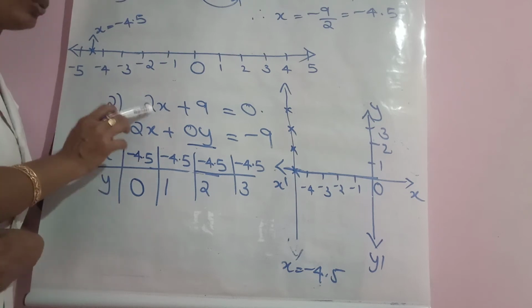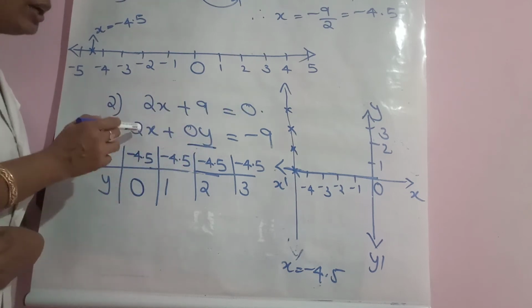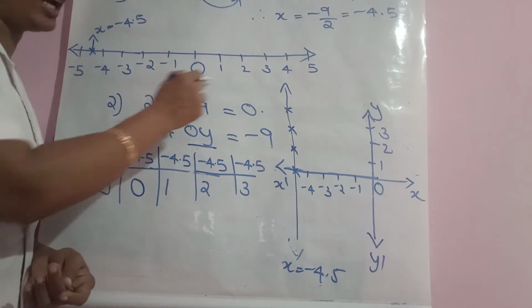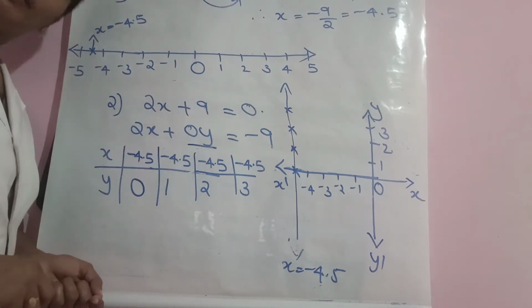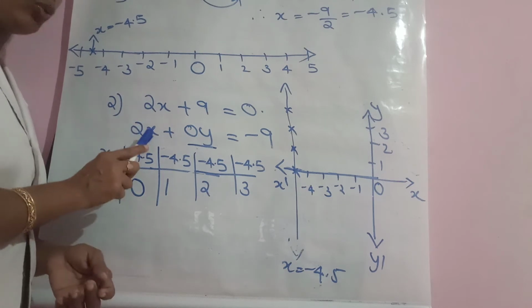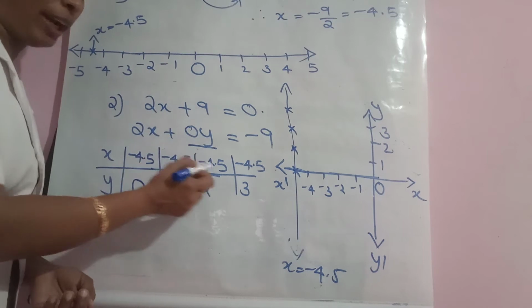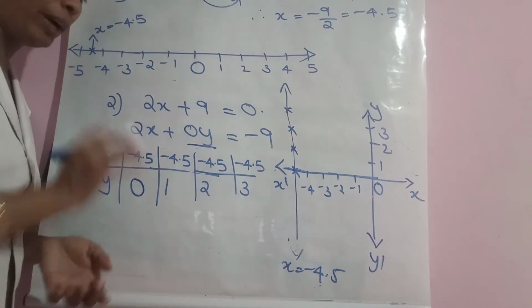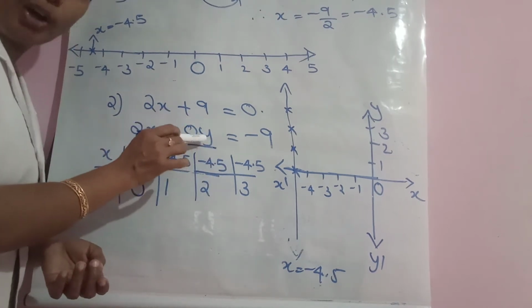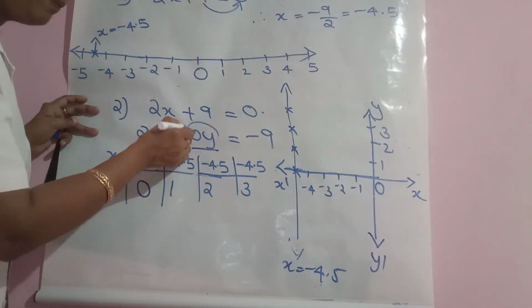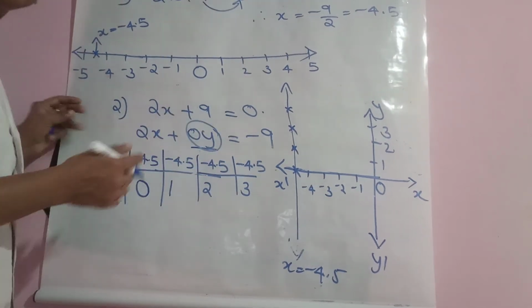So we can write 2x plus 9 equal to 0 as 2x plus 0y equal to minus 9. Teacher has transposed 9 to this side, so we have minus 9. So the meaning is 2x plus 0y. Whatever be your y value, you can give different values, but there is no such term, because 0y means it's 0.